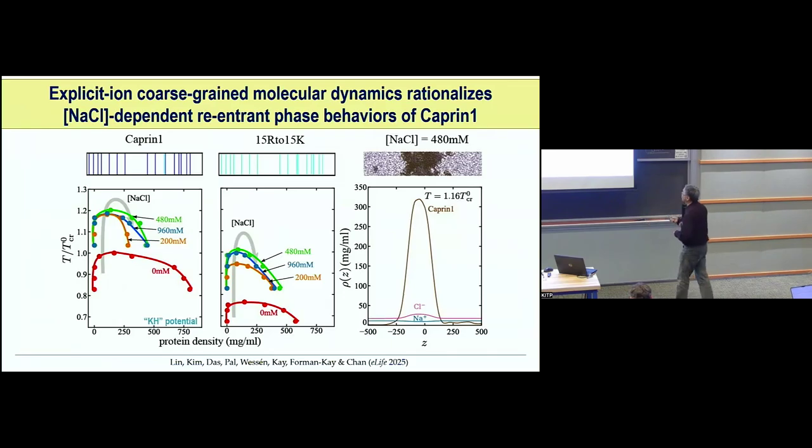And here you can see that sodium is a bit depleted within the condensate, which is expected because Caprin-1 is highly positively charged, and chloride is attracted into it as a counter ion.